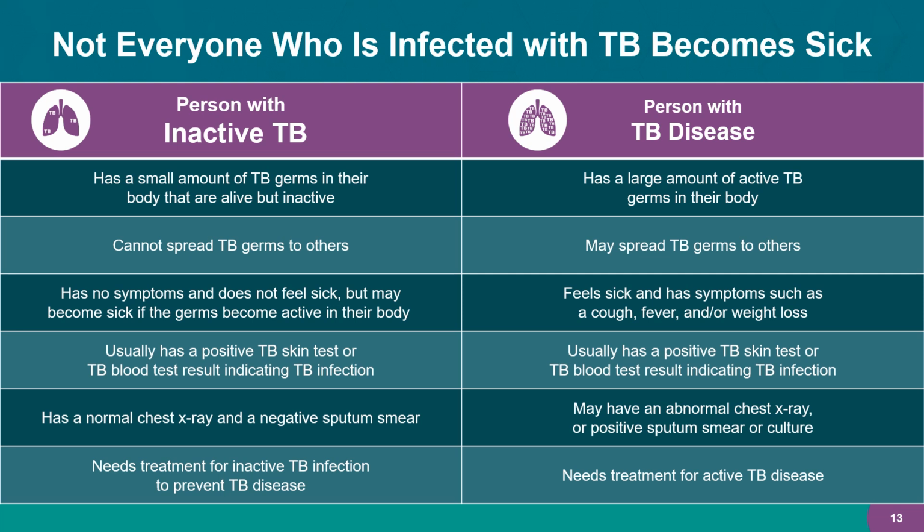A person with TB disease has a large amount of active TB germs. They can spread TB to others, and they feel multiple symptoms. They usually have a positive TB skin test or blood test and may have an abnormal chest x-ray. A person with the disease still needs treatment to live.